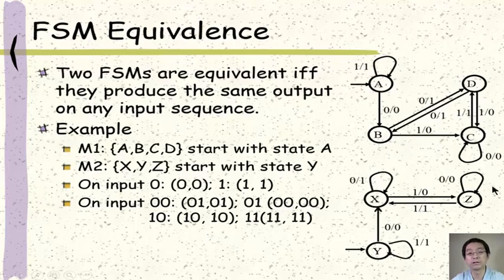For the second state machine, starting from state Y, on the first input bit 0, we move to X and output a 0. On the second bit 1, we move to Z and output another 0. So the output will be 0 0, agreeing with the output from the first state machine. By checking this one by one, we know that for these two state machines, any 2-bit input sequence gives agreeing outputs. We can keep on checking this until either they disagree on something, in which case we call them not equivalent, or eventually they become equivalent.